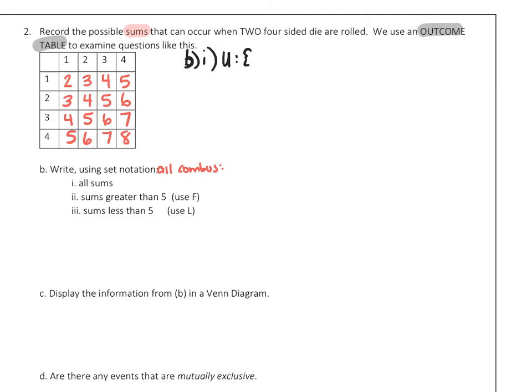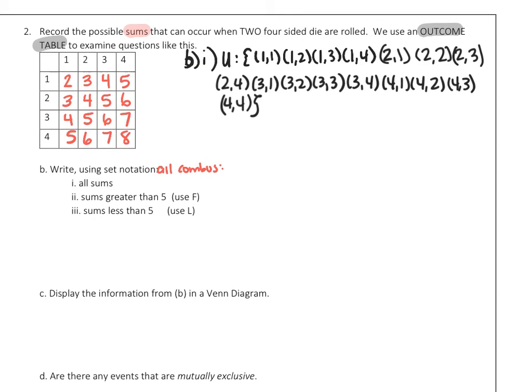Okay, so the sums that I can get are 2, 3, 4, 5, 6, 7, and 8, but the question is asking me to write all of the combinations that provide those. So I can roll a 1 and a 1, a 1 and a 2, a 1 and a 3, a 1 and a 4. We are going to go through the 1 with all of these, the 2 with all of these, the 3 with all of these, the 4 with all of those. You might want to pause the video now and get all of those down. So there is my set of all of the possible combinations I can get when I roll a dice.